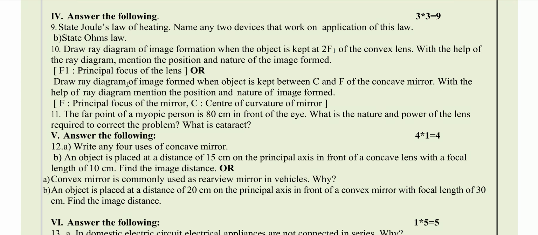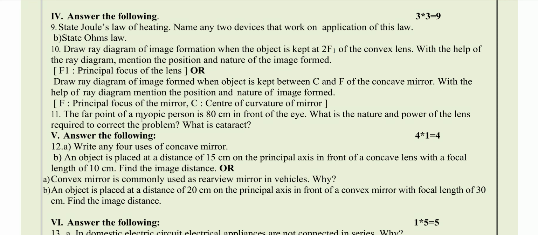Next, draw a ray diagram. One more question is there. State Ohm's law. You know this, right? What is Ohm's law? It states that the potential difference across the conductor is directly proportional to the current produced in it. V is directly proportional to I. Then V equals IR, I into R. That is Ohm's law. I hope you remember the ray diagrams. You know the ray diagrams? Good.